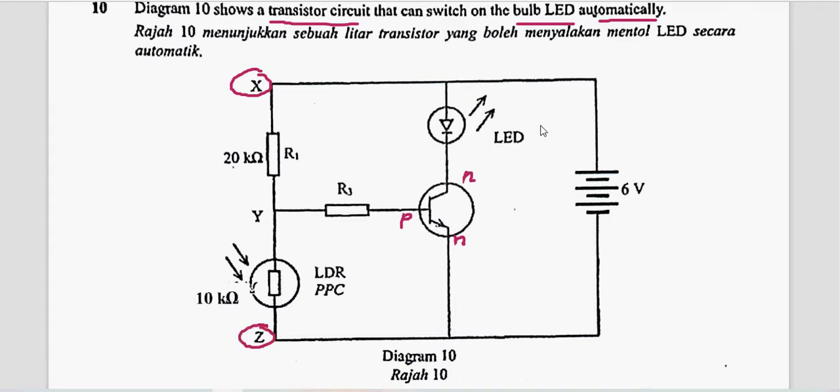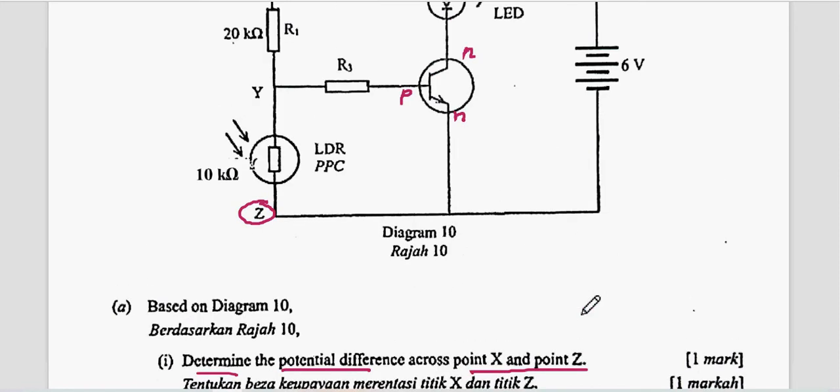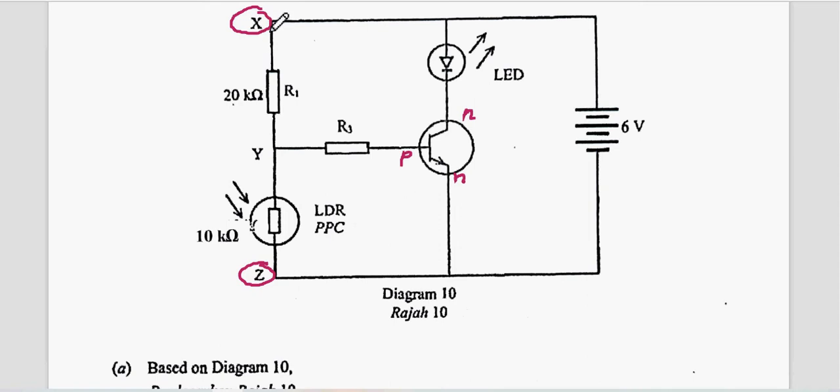So how to determine that? The first one asks about the potential difference across X and Z. If you look at this, XZ here is just like this point, because this X is actually the same point as this one. Let's say I label this as A, and then Z will be just like B here. So the total potential difference across X, Z will be exactly the same as between A and B, which is equal to 6 volt. So the answer is 6 volt.